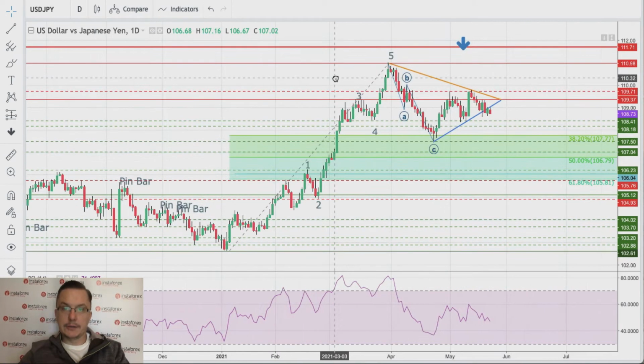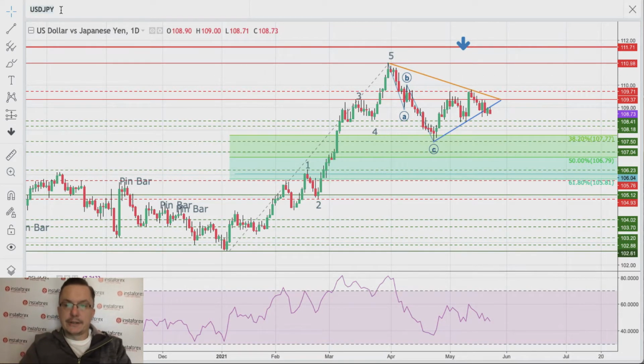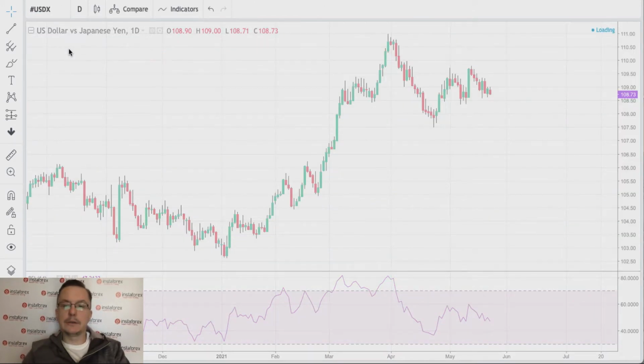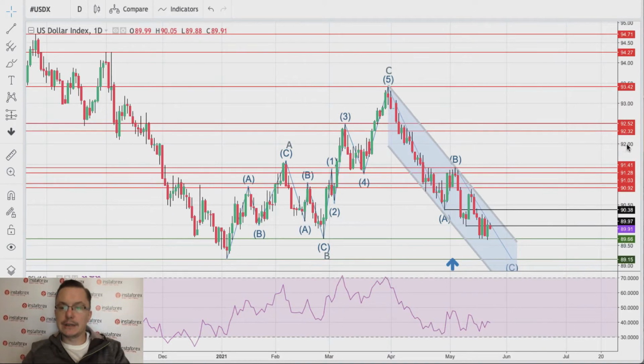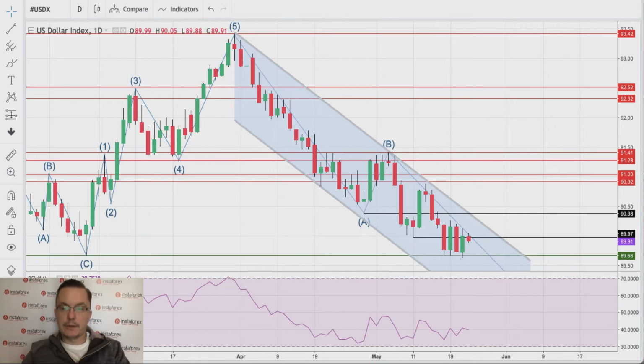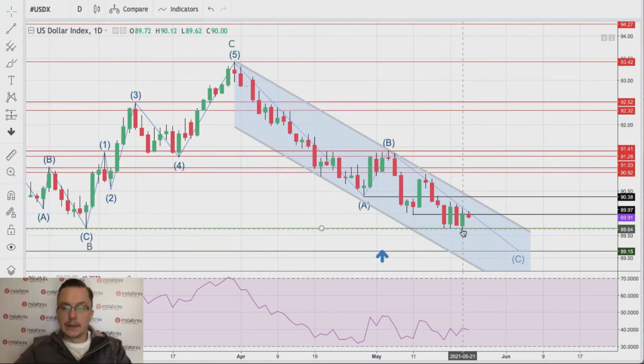So if the US dollar is being sold, what is going on with the US dollar index? Let's just take a look. The US dollar index is, as you can see, following our path of another wave to the downside. Of course, we got some consolidation here around the level of 89.65.